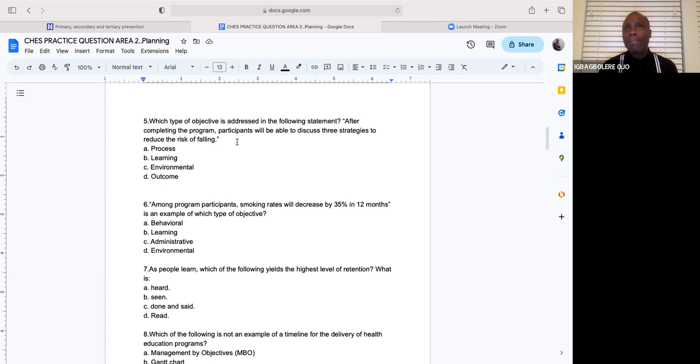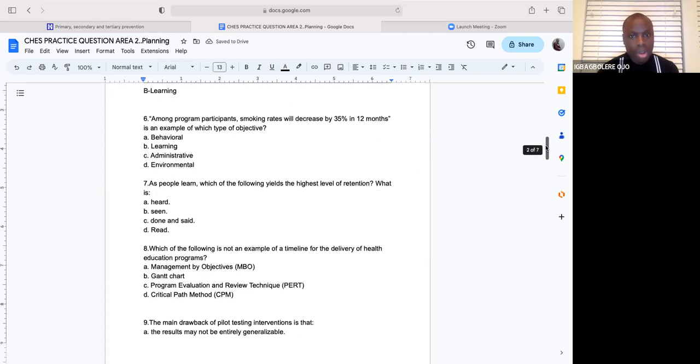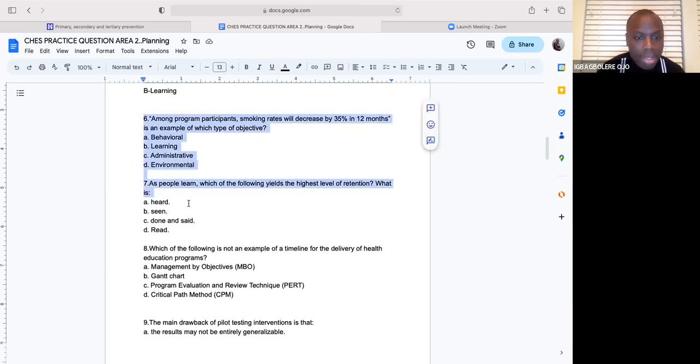This is more like the model in public health where we say it is teach the trainer. So if you are going to discuss strategies, it means that the objective you are trying to look at here is a learning objective. What have you learned? What are the strategies to the risk of falling that you have learned in the course of the intervention? So what we are trying to test out here is the learning objective. It is the learning objective, all right? Question number 6. So the answer here is, let me see. We said B, learning objective, okay? Learning objective. All right, so question number 6, let me increase the font a little bit.